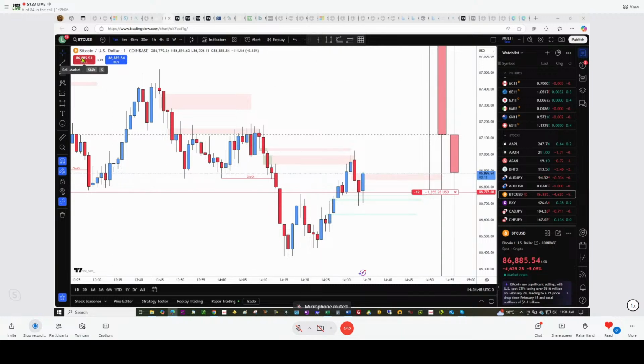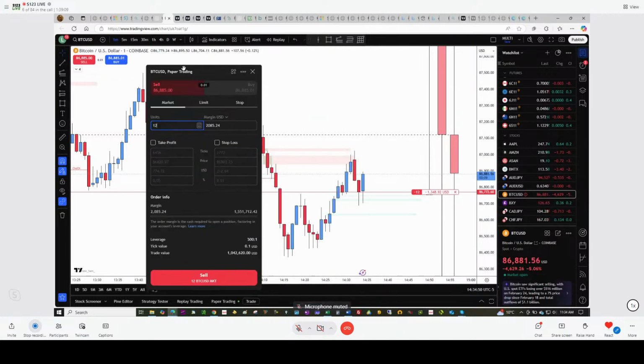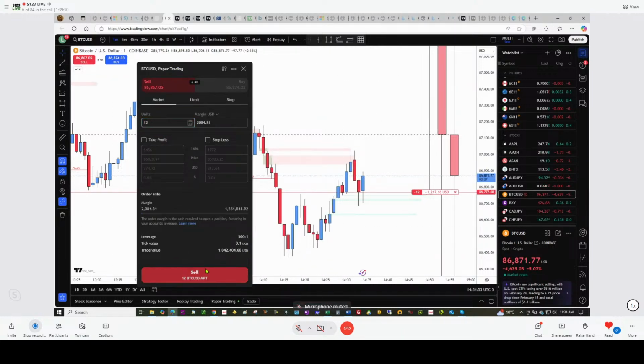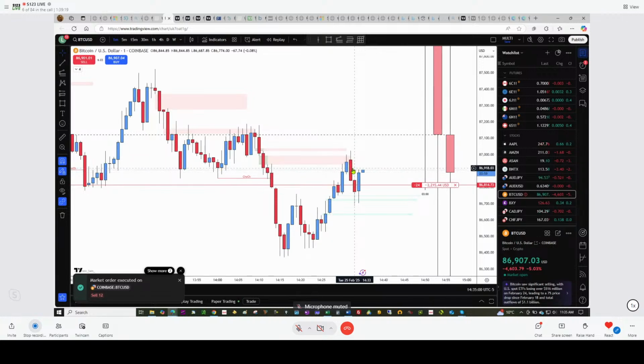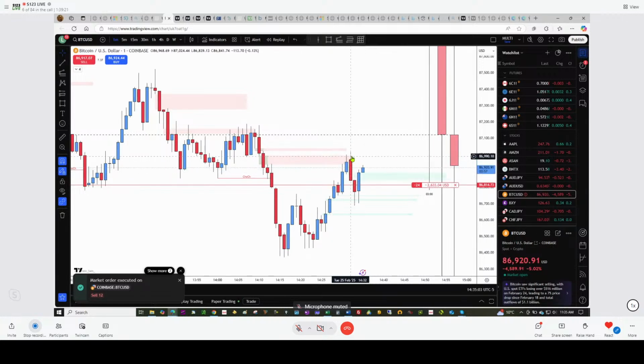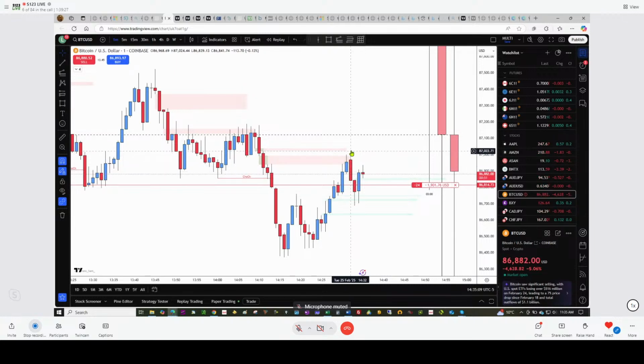So they're going back right to where I wanted them to be, right there. So I'll sell it again. Back into the order block. So I'd be totally wrong if they take out the high.